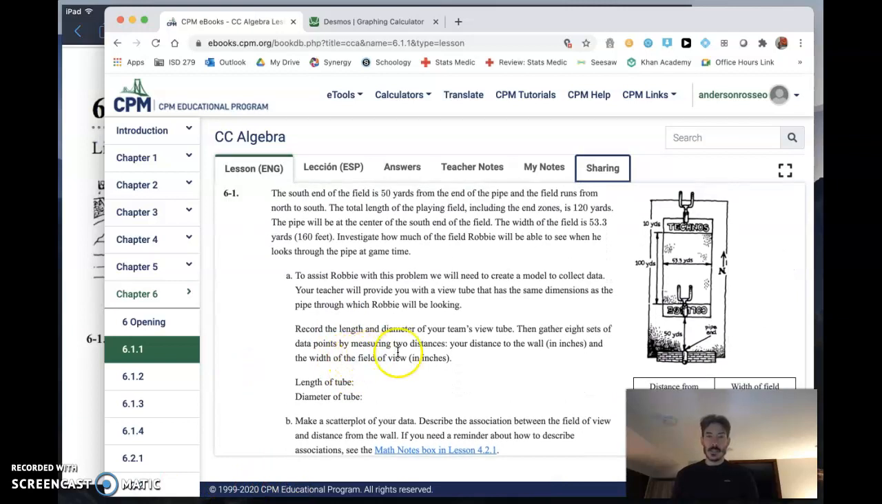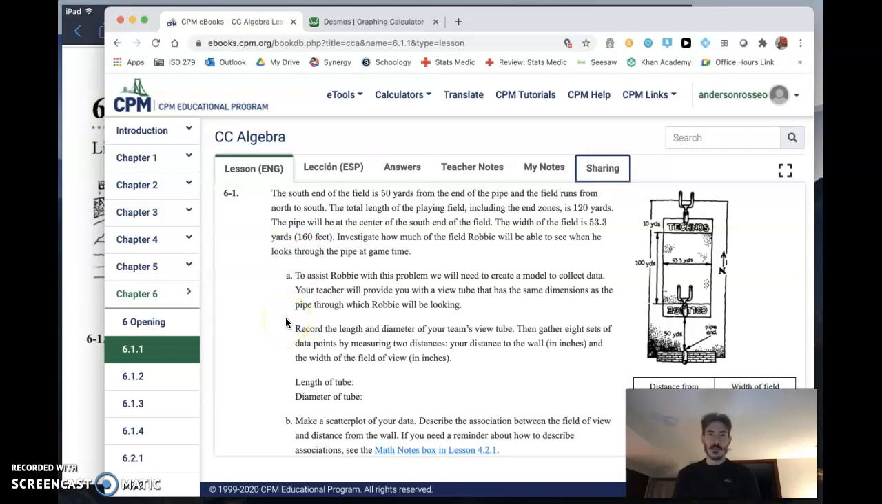Okay, so here's kind of the situation. We've got our field, and there is a drainage pipe on the south end, and Robbie could stand outside of the field because he can't get a ticket in. It is sold out. He can look through the drainage pipe and he can see the game going on, okay? So the south end of the field is 50 yards from the end of the pipe, and the field runs north to south. The total length of the playing field, including the end zone, is 120 yards. The pipe will be at the center of the south end of the field, and the width of the field is 53.3 yards or 160 feet.